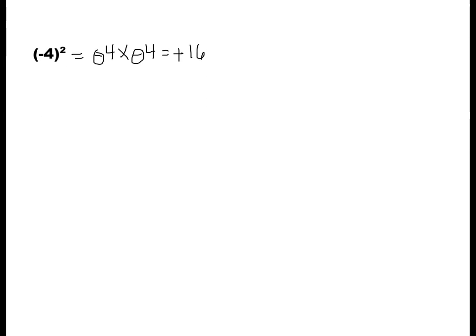What is the square of negative 4? By definition, this is negative 4 times negative 4, which is going to be negative times negative gives you positive, and then 4 times 4 is 16. So the answer is 16. The next example is negative 5 squared. So negative is negative, and then 5 squared is 5 times 5. So the answer is negative 25.